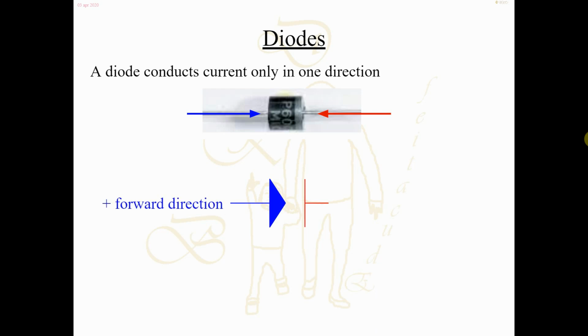There's one for the forward direction, and in the forward direction the current will pass through the diode. But if you have the reverse direction, that's how it's called, so the plus on the forward side direction, then the current passes through. But if you have the plus on the reverse directional side, it won't go. It will be stopped.